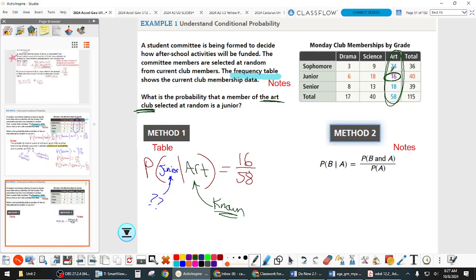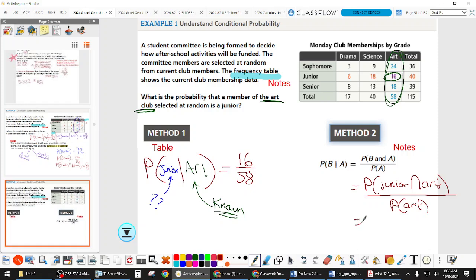This is the formula version, and you can see the same notation, B given A. That was this same thing over here. What's the probability of both? So what is B? Junior and in the art club. So in fact, let me write that out here. Junior and art. And then what's A?